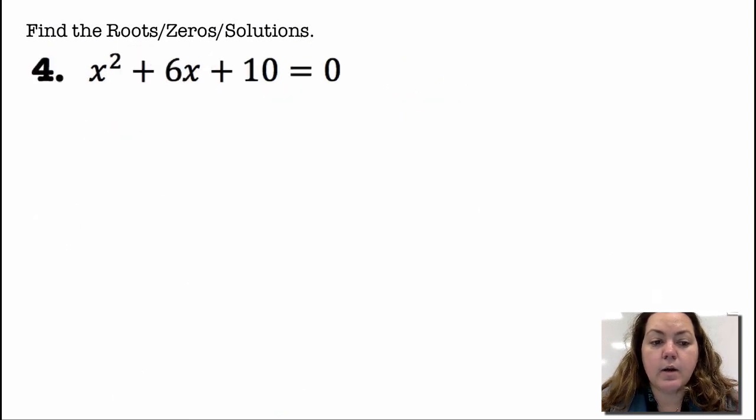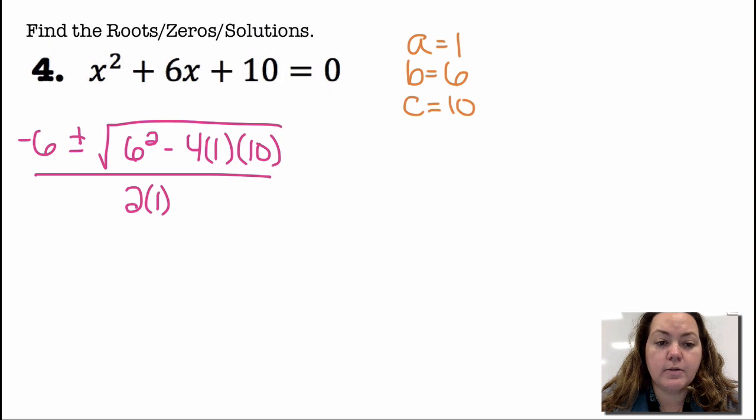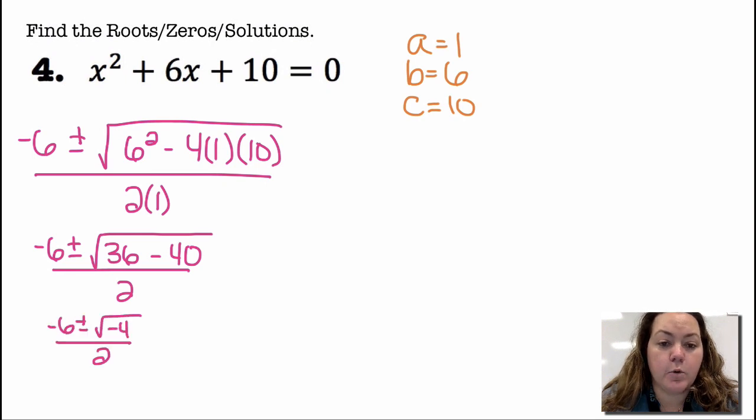All right, x squared plus 6x plus 10 equals 0. This one is in standard form. A is 1, B is 6, C is 10. Negative B is negative 6 plus or minus the square root of B squared, which is 6 squared, minus 4 times A times C, all over 2A. All right, so 6 squared is going to become 36. Negative 4 times 1 is negative 4 times 10 is negative 40, all over 2. 36 minus 40 becomes negative 4.